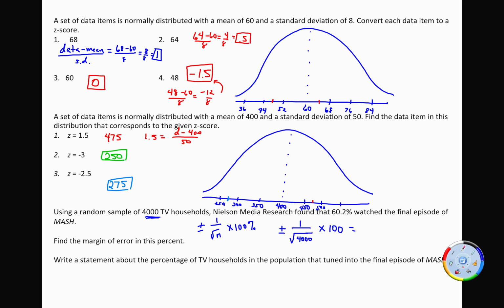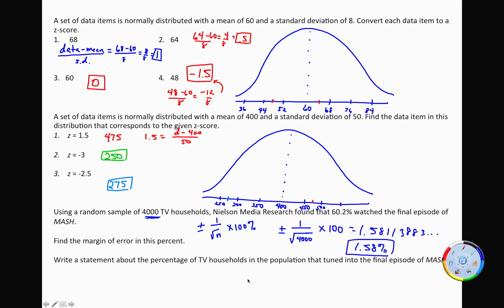Let's round to the nearest hundredth. It doesn't tell us that, but really we get 1.58113883 dot dot dot. So if we're going to round to the nearest hundredth of a percent, we would say 1.58% is the margin of error.